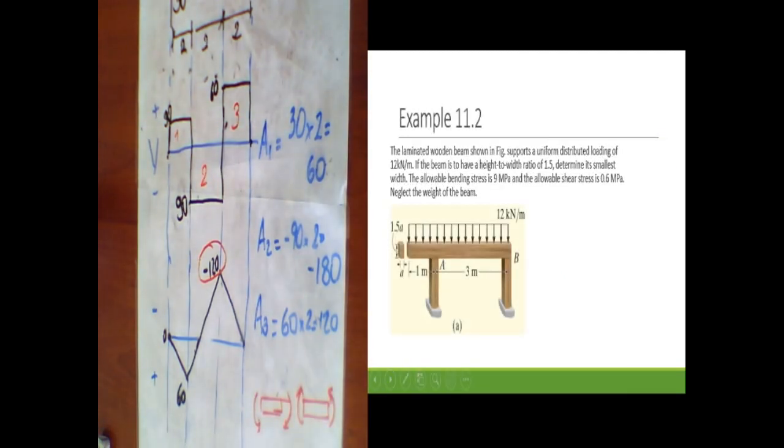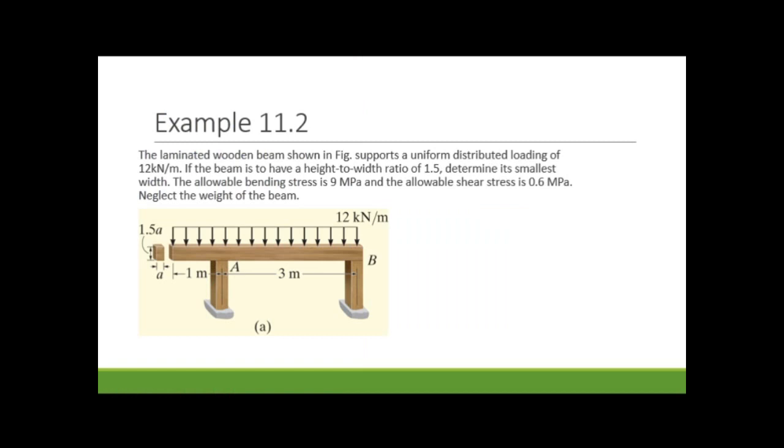One more example. Now in this example we will not use the section table. We have to find the section dimensions with respect to the stress check. Okay, we have a laminated wooden beam shown in this figure. Loading is also shown here. The laminated wooden beam shown in this figure supports a uniform distributed load.